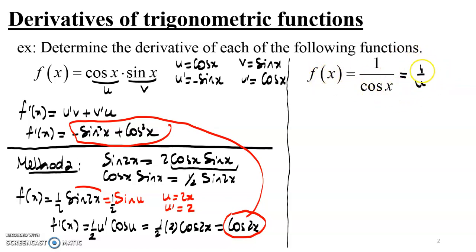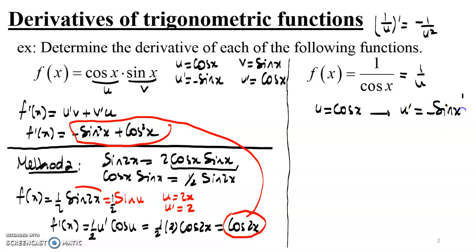So here f of x is written in the form 1 over u, and we know that the derivative of 1 over u is negative 1 over u squared. Now, in order to revisit these rules, it's really important to revisit the previous lesson where we introduced derivatives. So over here, u is cosine x, so u prime is negative sine x. So f prime of x would in fact be.